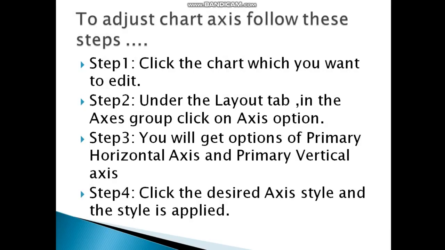Now you can adjust the chart axis by following these steps. First, click the chart. Second, in the layout tab you will find the option axis. In the axis group, there are three things here. First go to the layout tab, then the axis group, and then the axis option. Step 3, you will get two options, primary horizontal axis and primary vertical axis. Click the desired axis style and the style will be applied.